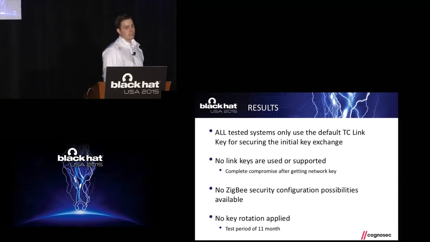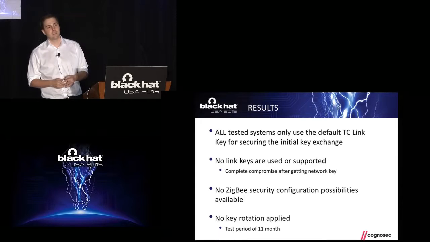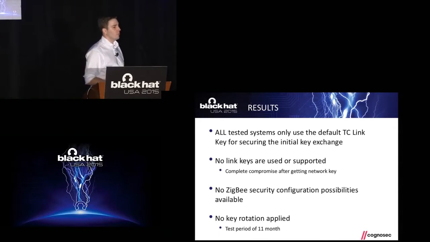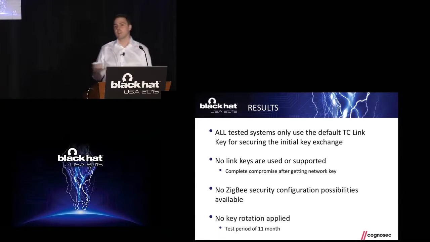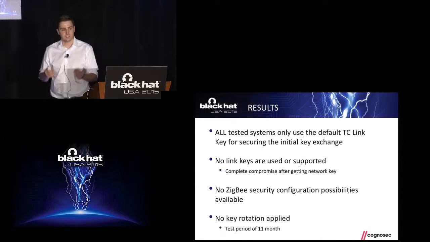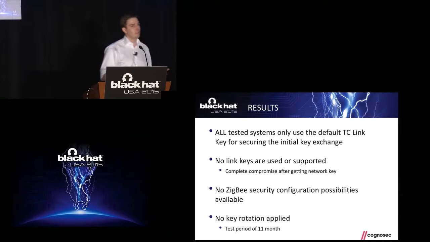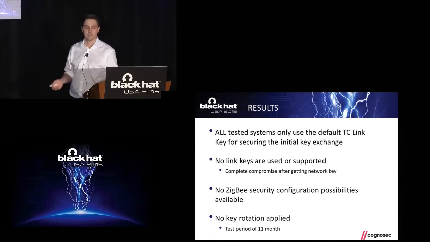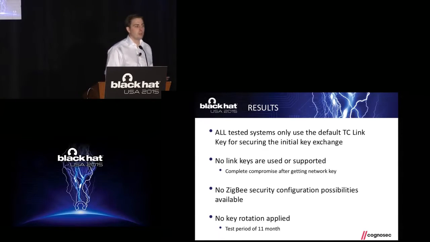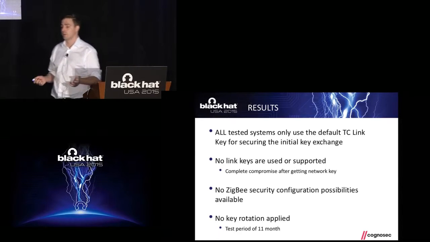So the results are quite ugly, to stick to the topic. All tested systems just implemented this default trust center link key for securing the initial key exchange. We don't have to do any kind of downgrading or disruptions of the key exchange. They're just doing it. So they are not doing unencrypted key exchange like in the past. Now they encrypt with a publicly known key. That's the same, actually. Also, they don't apply link keys. No implementation applies link keys. So this means when you have one key, you are able to control the whole network.